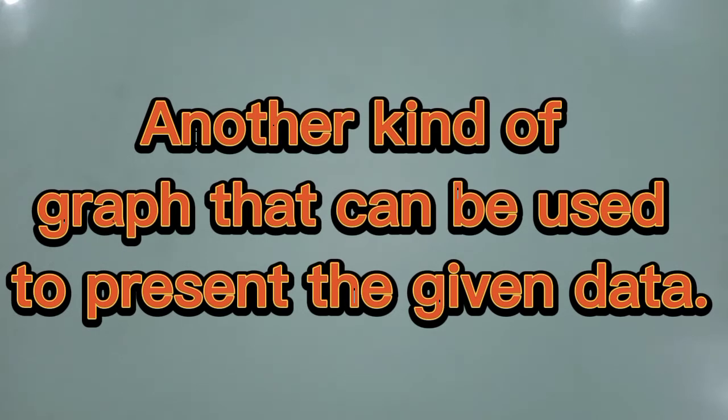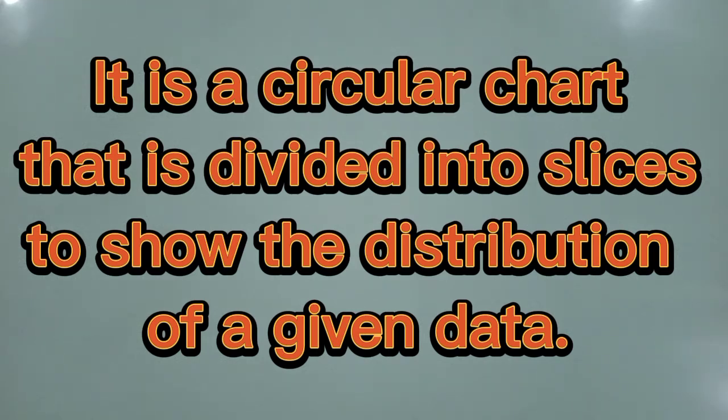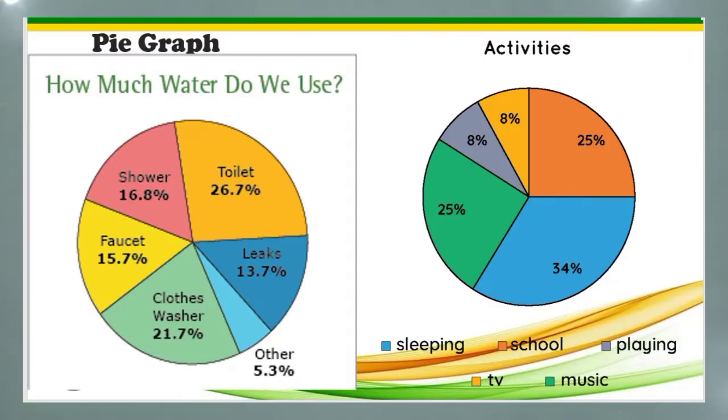Another kind of graph that can be used to present the given data is a pie chart. When we say pie chart, it is a circular chart that is divided into slices to show the distribution of a given data. So these are some of the examples of what we call a pie chart.